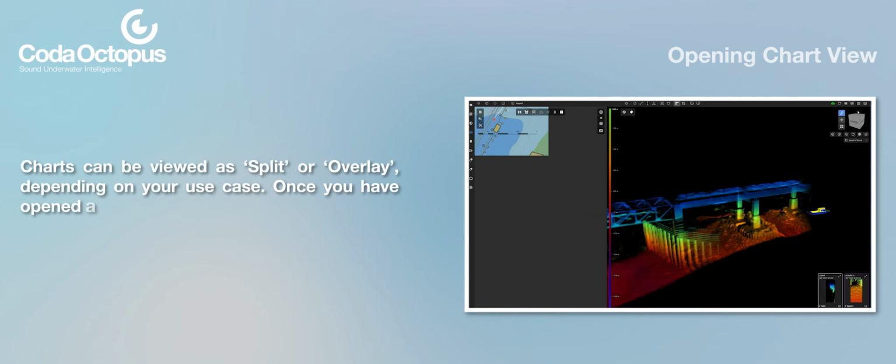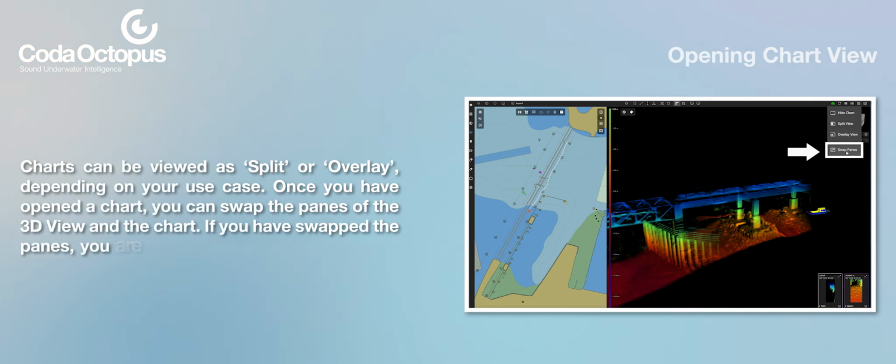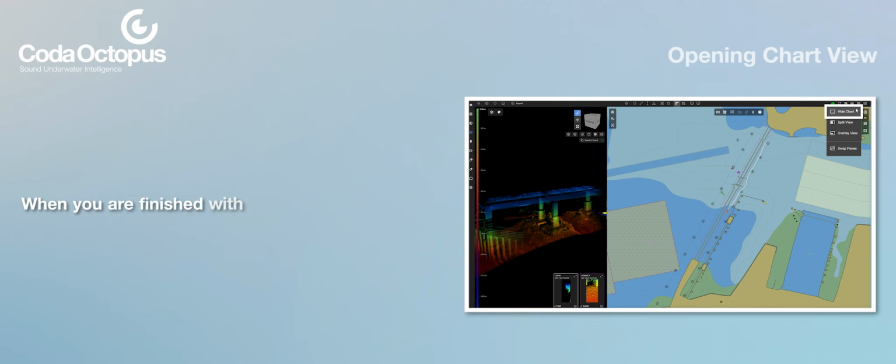Once you have opened a chart, you can swap the panes of the 3D view and the chart. If you have swapped the panes, you are able to control the 3D view as usual. When you are finished with the chart, you can hide the chart.